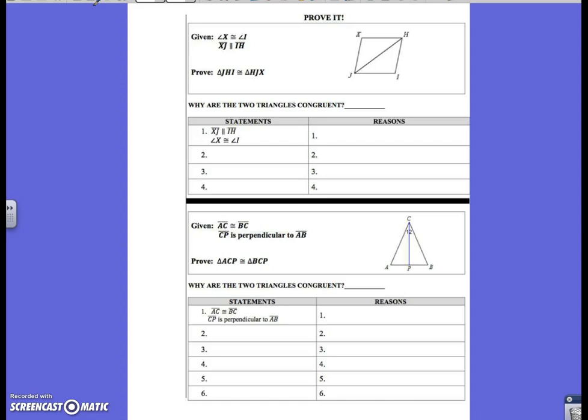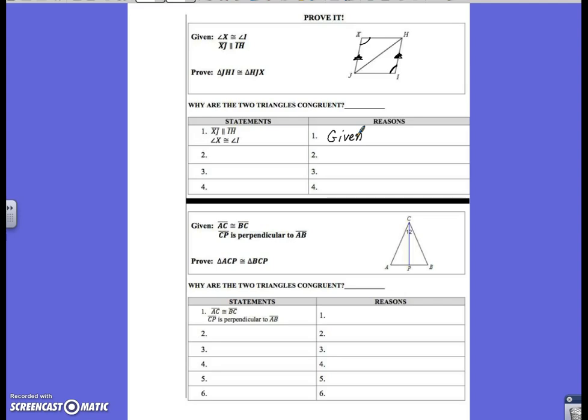Let's take a look at a couple of proofs here. Let me go ahead and shrink my pencil down here just a little bit. Let's see what we got. Well, given angle X is congruent to angle I. So we can go ahead and put a congruent mark here. Those two angles are congruent. And XJ here is parallel to IH. Okay, well, so let's go up here. First of all, we got this given statement right here. We're trying to prove that the two triangles are congruent. Well, we've got an angle. That's a good start.